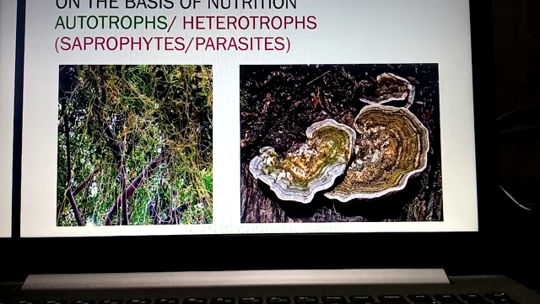Here you can see the examples. These are nothing but the dodders. They live on other bodies and they derive the food from them. Such plants are called parasites.